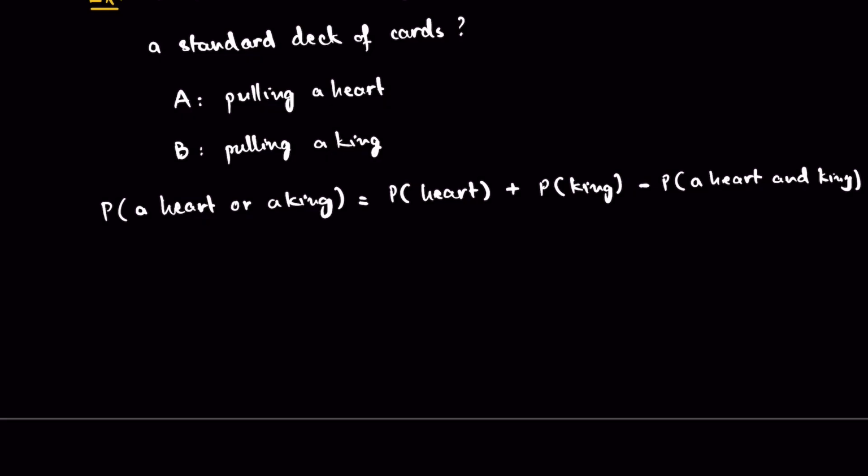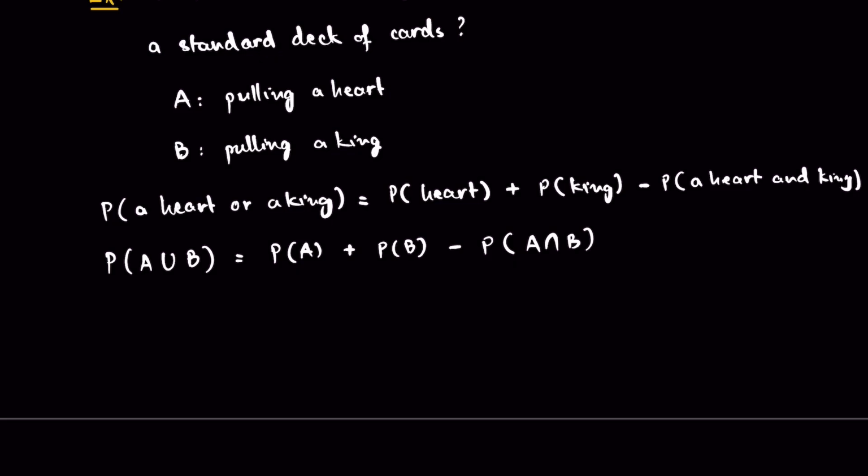In terms of notation, because we already let A be the event of pulling a heart and B the event of pulling a king, we can write this equation as follows. P of A union B equals the probability of A plus the probability of B minus the probability of A intersect B. So what is the probability of A? What is the probability of getting a heart?